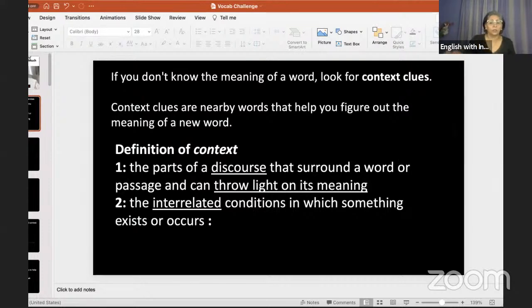So this word is interrelated. INTER, interrelated, RELATED. It's a compound word. Interrelated: conditions in which something exists or occurs. This one has a prefix also. Prefix means there is a base word and other letters are added before it, to the base word. So interrelated: conditions in which something exists or occurs, right?